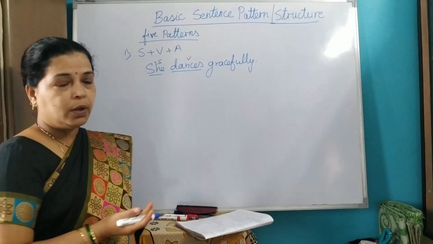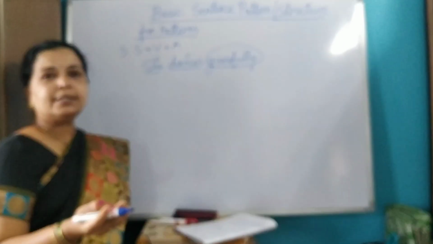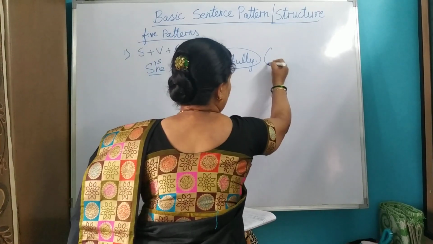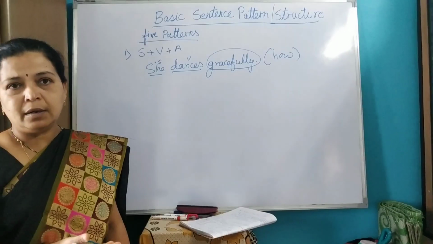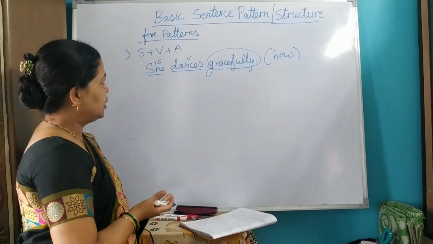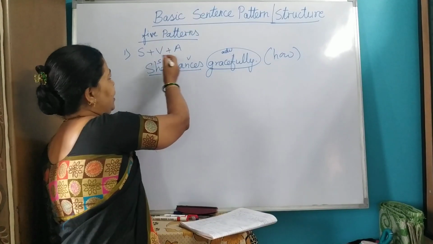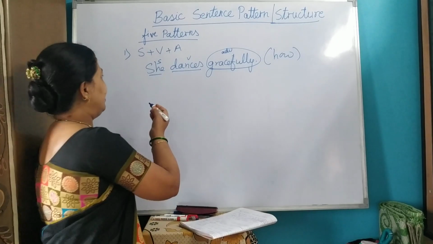Dances how? Gracefully. So this word gracefully, it is describing the action, how the action is taking place. It is answering the question, dances how. Okay, it is telling the manner of the action. So gracefully is your adverb. Got it? So in this way, you can form S plus V plus A. One more example I'll tell you.